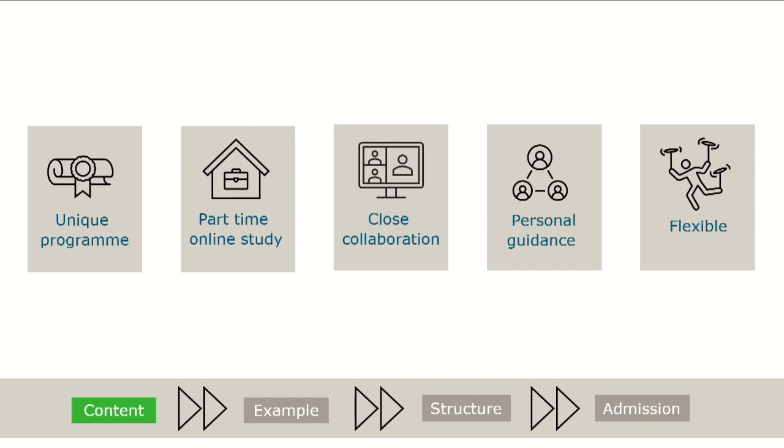During these courses that you follow, you closely collaborate with tutors, with your lecturers, and also with your fellow students from all over the world, like Rosalie also mentioned.